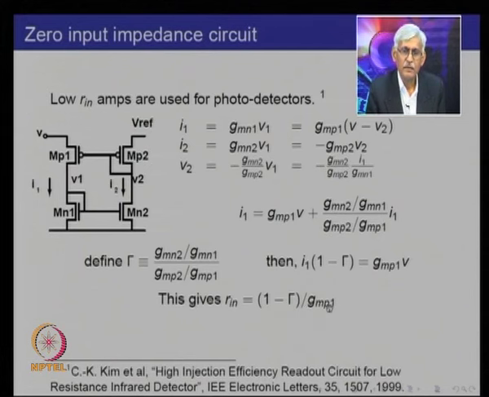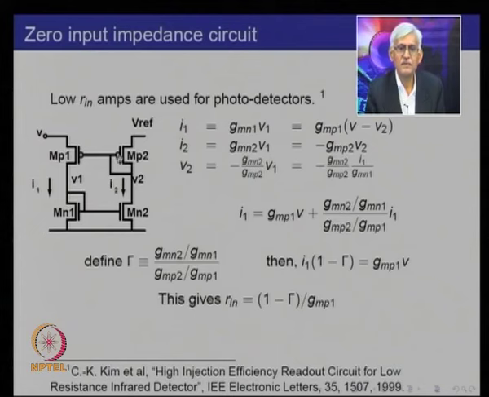The net impact of this is that by bringing gamma very close to 1, we can bring the input impedance of this circuit very close to 0. In fact, we can put the input impedance to any desired value by setting the value of gamma appropriately. And gamma is nothing but GMN2 divided by GMN1, the whole thing divided by GMP2 divided by GMP1. In short, it is the mirror ratio in the n channel transistor divided by the mirror ratio of the p channel transistor.